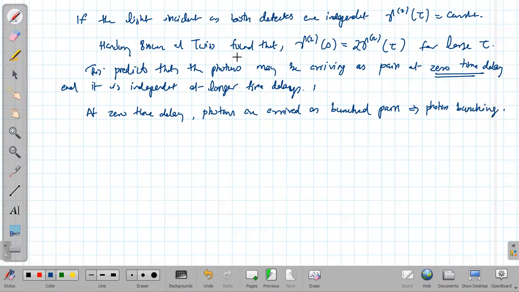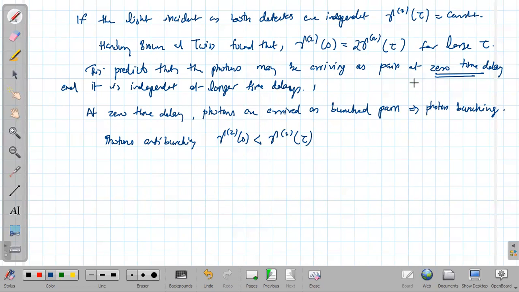What is meant by photon anti-bunching? In such cases, gamma 2 of 0 would be lesser than gamma 2 at some other time tau. So this is called photon anti-bunching, the opposite of photon bunching.